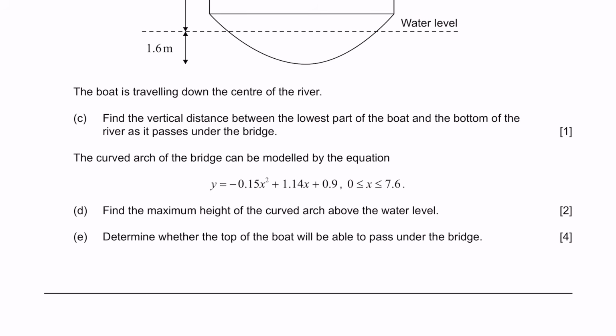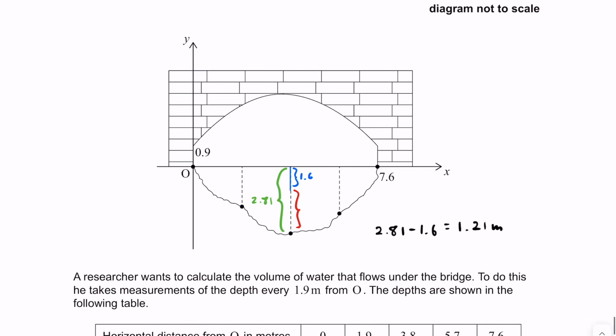The curved arch of the bridge can be modeled by the equation y equals negative 0.15x squared plus 1.14x plus 0.9, where x is greater than or equal to 0 and less than or equal to 7.6. Part D asks us to find the maximum height of the curved arch above water level. Okay, so let's go back to our arch right here. Here it is. We imagine it's symmetrical over this distance from 0 to 7.6. And in that case, if it really is symmetrical, and we'll graph it to find the highest point above this water level right here. But if it really is symmetrical, then our highest point will occur right at the vertex.